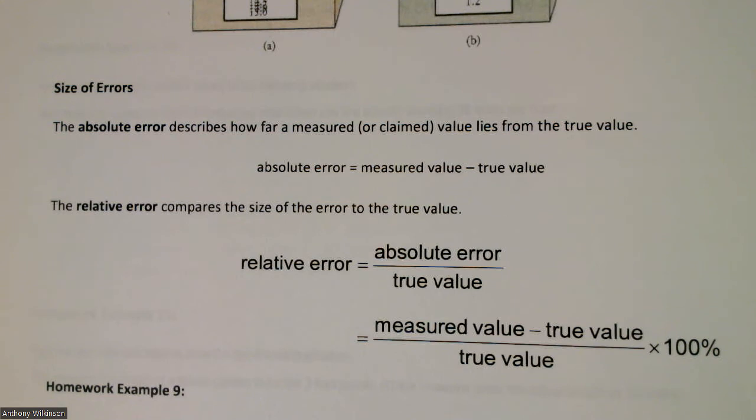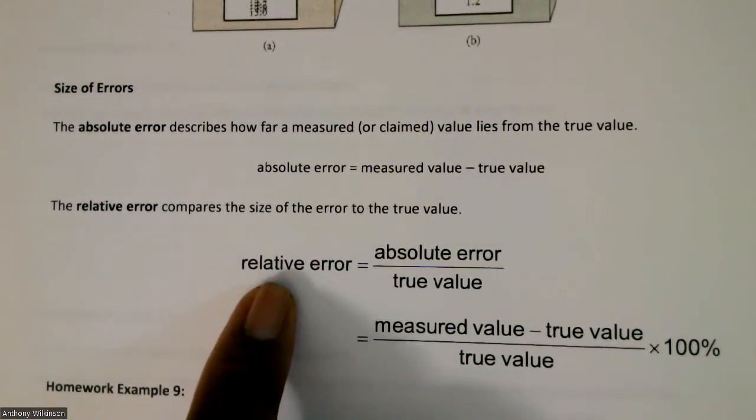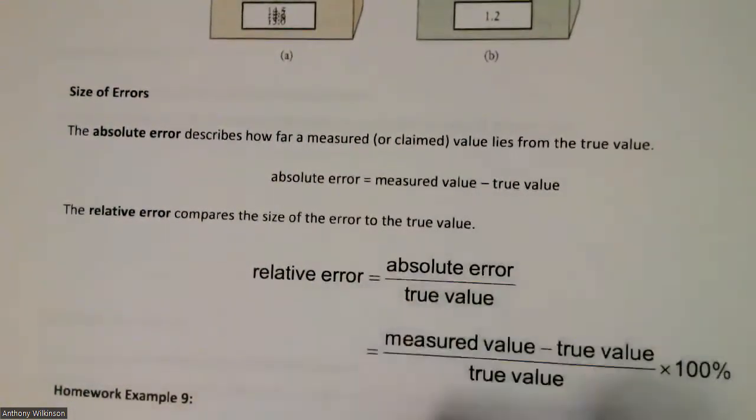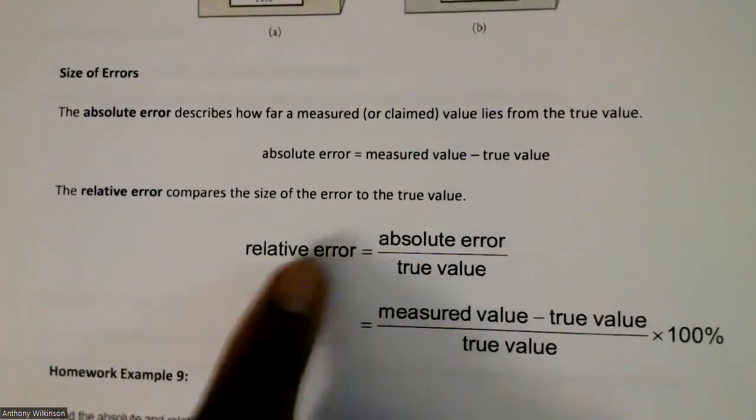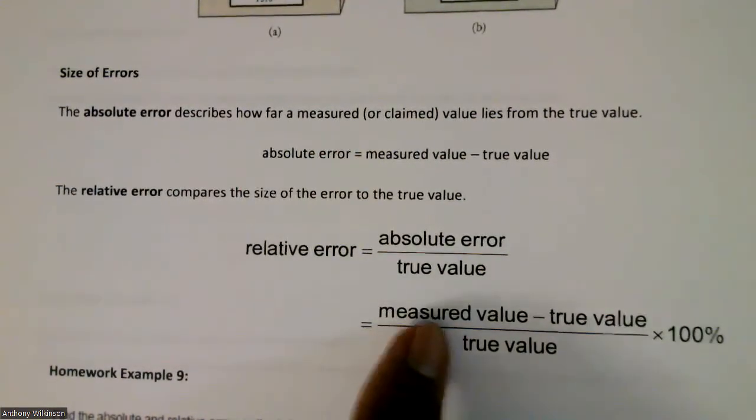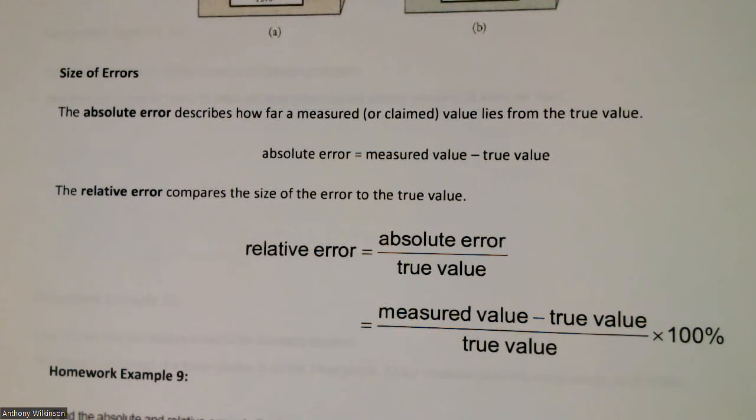However, for the relative error, the relative error compares the size of the error to the true value. And here's how we calculate the relative error. That's going to be the absolute error divided by the true value. Or since the absolute error is this, we can say that the relative error will be the measured value minus the true value divided by the true value, and then multiplied by 100%. Because, of course, we'll be looking for a percent. I'm sure in the homework they're going to ask for you to give the answer as a percent.